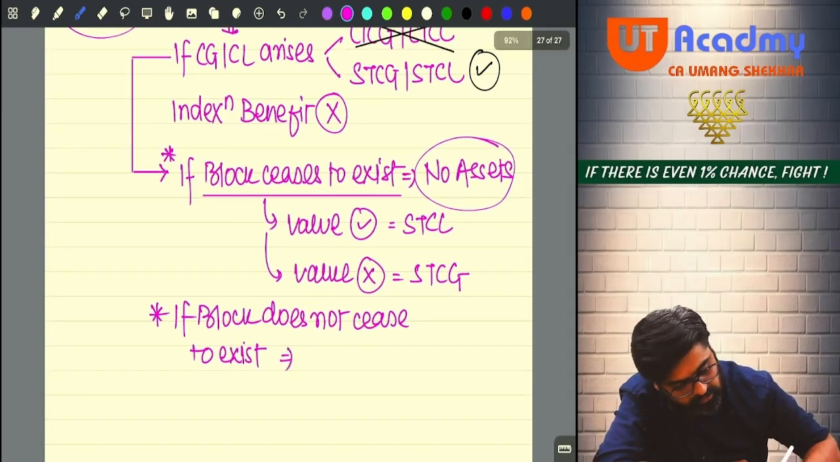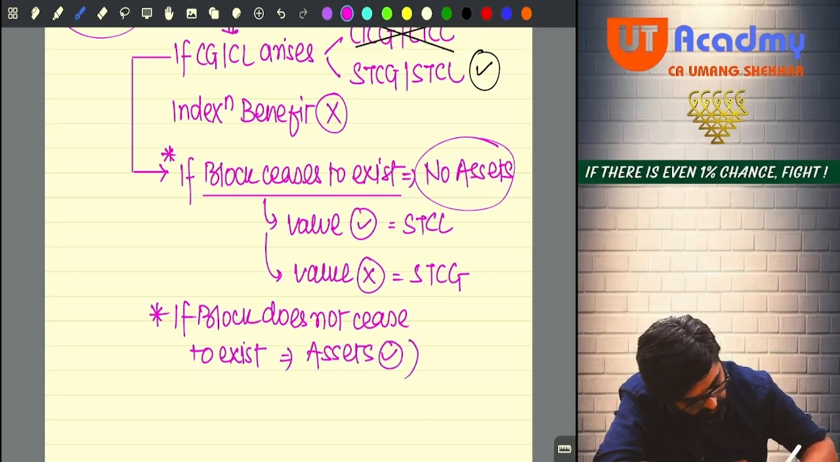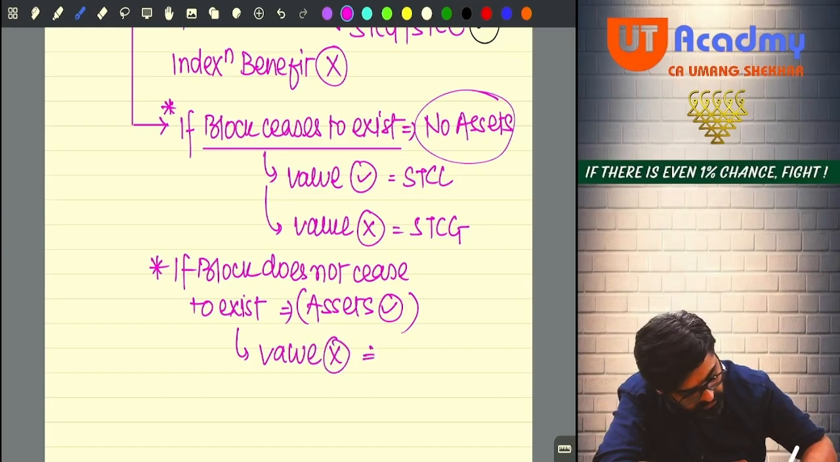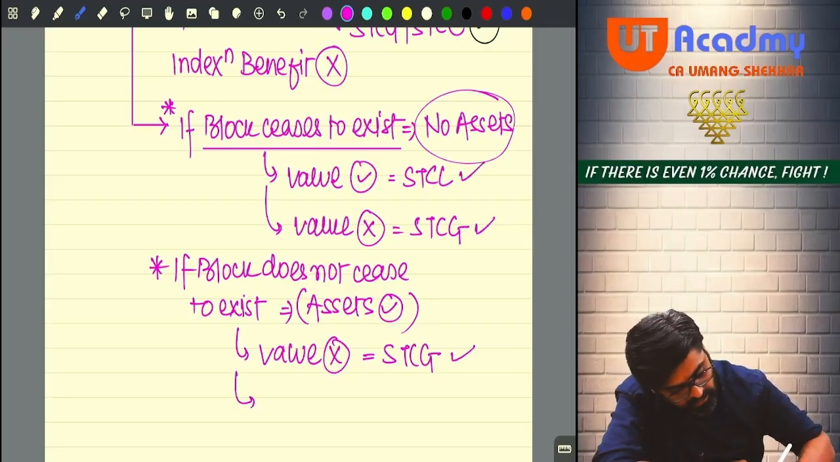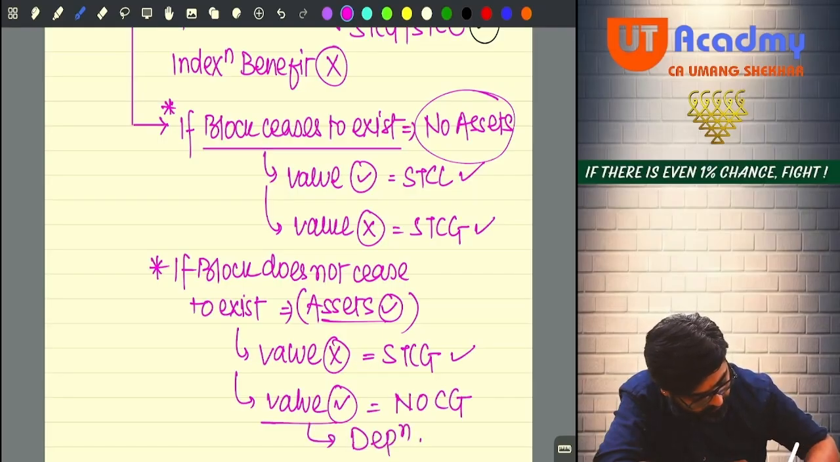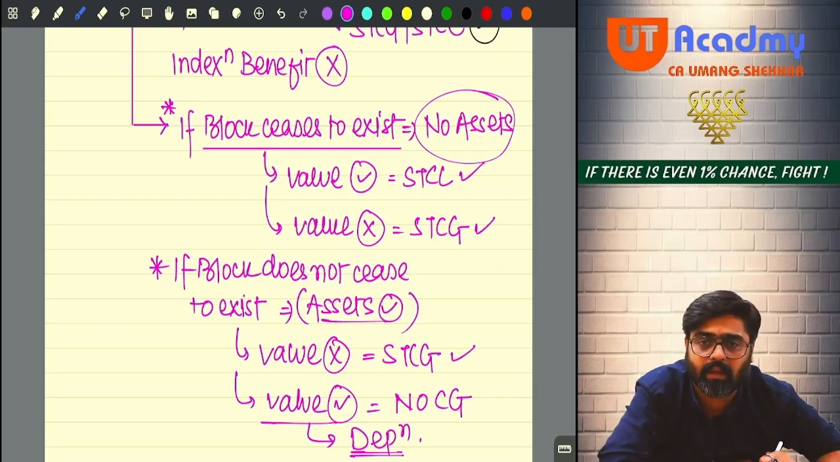The block does not cease to exist, which means the assets are still there in the block. But now the value is not there. Then it will be short-term capital gain. And if there is still value in the block, the assets are also there and the value is also there, then there will be no capital gain. Here it will be the depreciation calculation. This we have already done, if you remember.